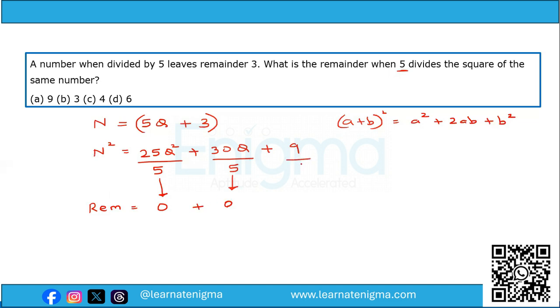Now 9 divided by 5, we get a remainder of 4. So therefore in total we get a remainder of 4 when we divide n square, that is square of the number, by 5. So option C will be our answer.